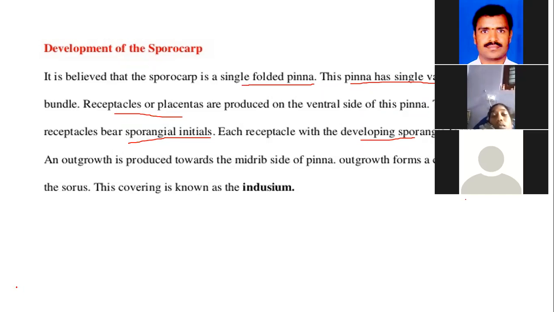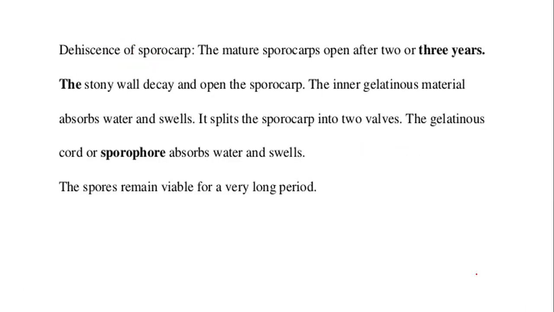Okay, next, the dehiscence of the sporocarp. The sporocarp breaks to release the spores. The mature sporocarp opens after 2 to 3 years of its development. That means when it makes sure that all the spores are ready inside the sporocarp, then it is going to break. That we call dehiscence. So it will open only after 2 to 3 years.